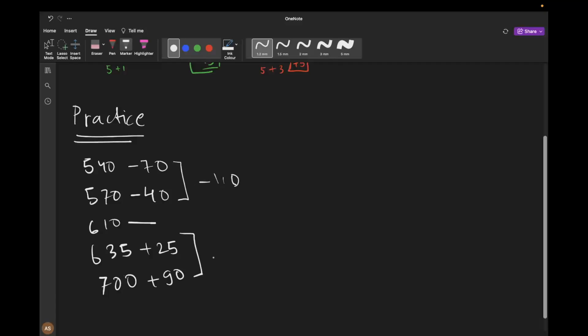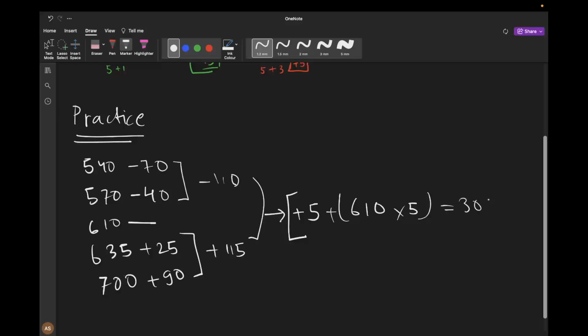This gives us plus 115. Basically both of these give us plus 5. Where are we going to add this plus 5? We are going to add it to 610 times 5 numbers, which is 3050, plus 5, which is 3055, should be our answer.